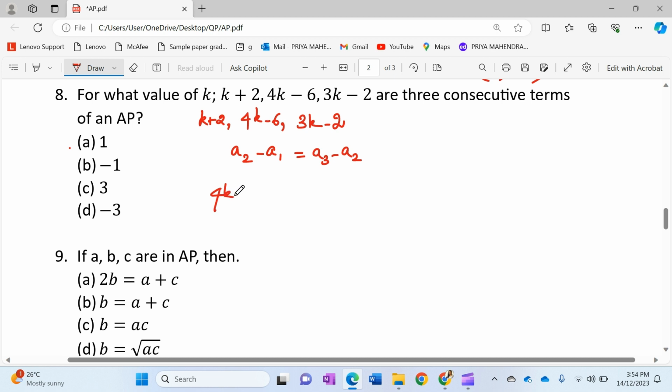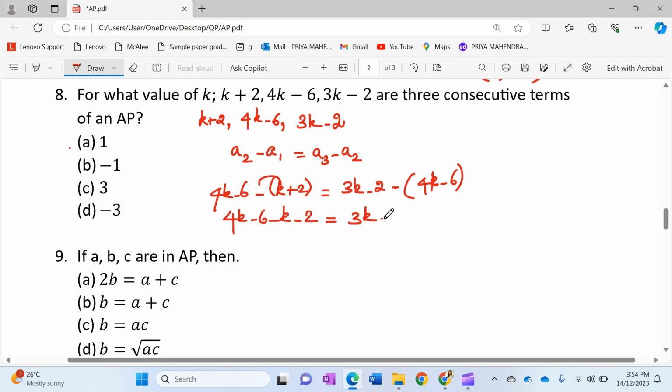So I am going to subtract 4k minus 6 minus of k plus 2. Remember to enclose k plus 2 inside the bracket as it has more than one term. And A3 minus A2: A3 is 3k minus 2 minus, enclose the second expression inside the bracket. Again, it has two terms, right? So 4k minus 6 minus k minus 2 equal to 3k minus 2 minus 4k plus 6. Here many children will go wrong because they will not enclose the second term inside the bracket.